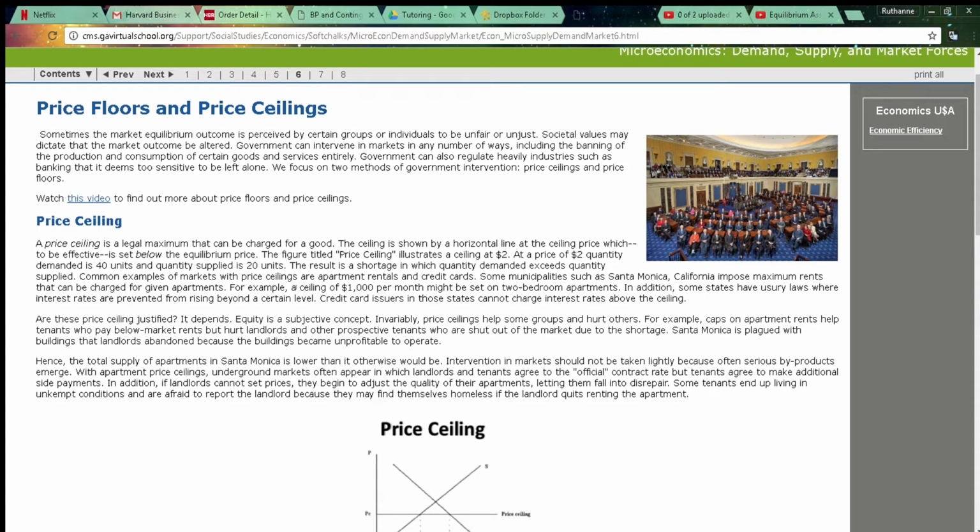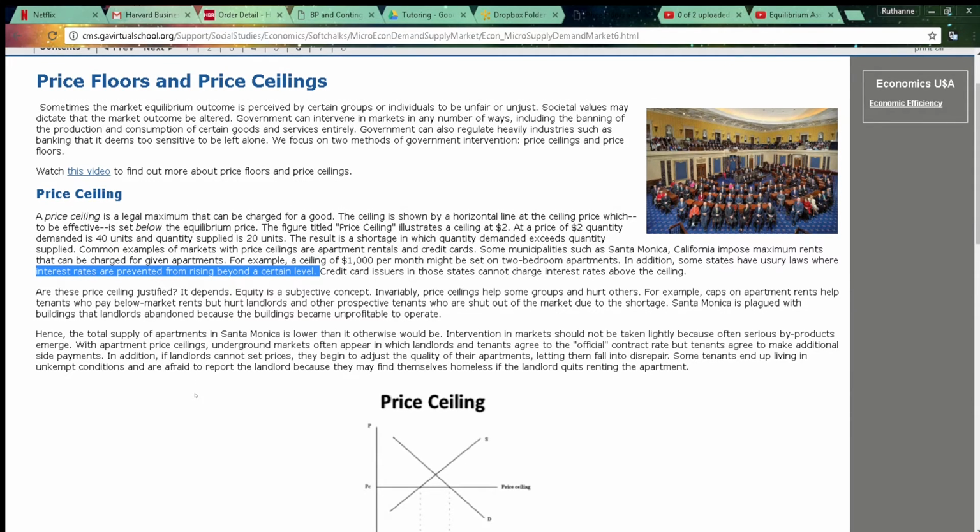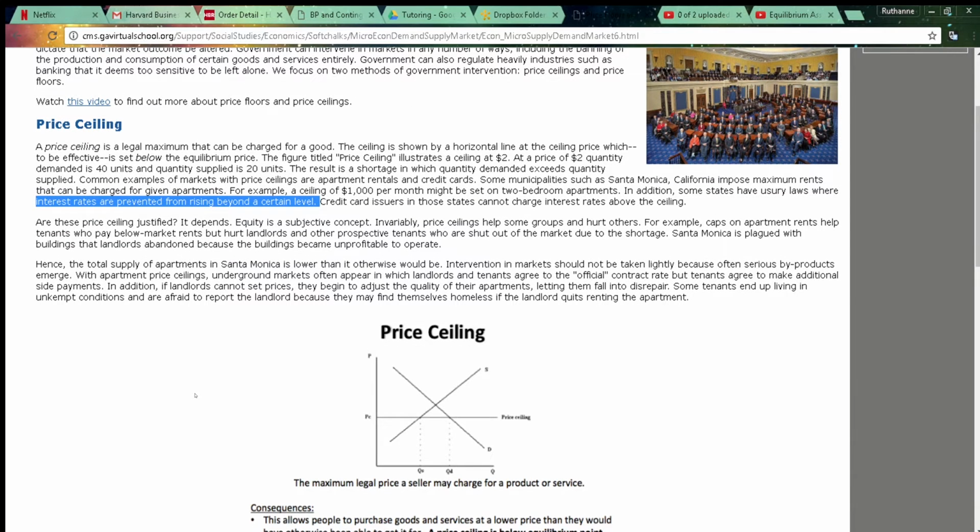So this is the example they give here: $1,000 a month on 2-bedroom apartments. And then some places have laws that prevent interest rates from going beyond a certain level, so this applies to credit card issuers that are located in those states. The fairness and the justness of price ceilings is very much up for debate. It's heavily a concept rooted in protecting the weaker from the strong, which is the basis of law. So it all depends on who you're talking to.